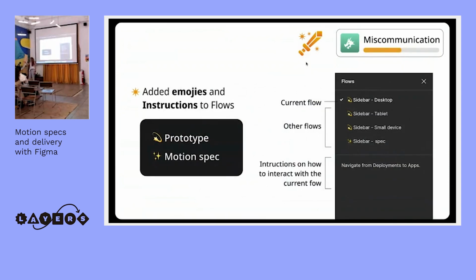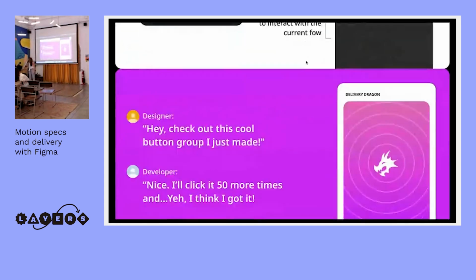And we added little emojis, just saying that this is a prototype, this is the motion spec. We also added instructions. You can actually add instructions to the flows, to the prototypes, just saying, hey, click here, or this prototype is meant for you to do this. And this really helped the developers, who would open a prototype and have no idea how they were supposed to interact with it. So now they have instructions of, hey, click this and do this, without breaking the prototype, because this is only meant for you to see this interaction.